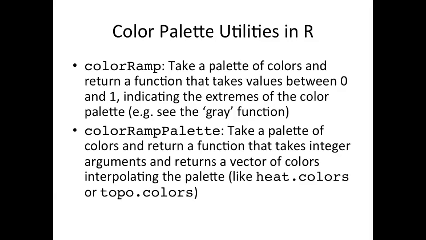The colorRampPalette is a very similar type of function. It takes a palette of colors, and what it does is it returns another function that rather than taking a value between 0 and 1, it takes an integer argument and will return a vector of colors interpolating that palette. So this is similar to the heat.colors function or the topo.colors function.